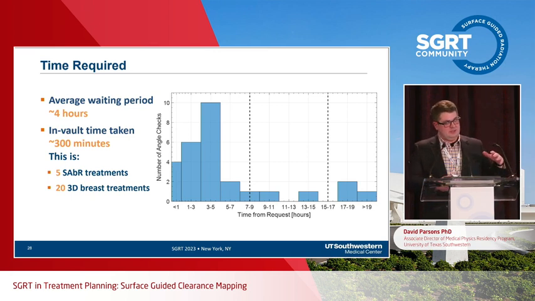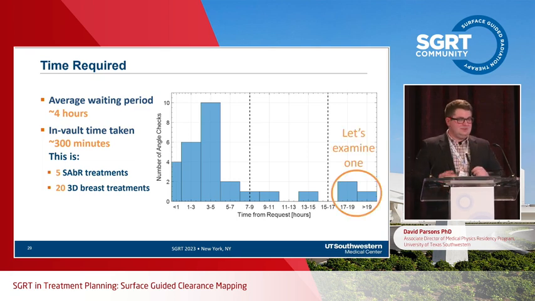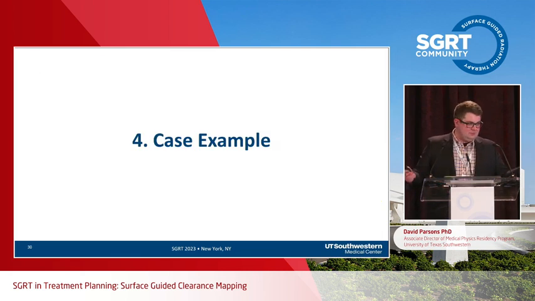So in total it was about 300 minutes to do all these dry runs. It doesn't sound like a lot when you're saying 300 minutes for 30, but if you actually break down the time, that's 5 SABR treatments in our center or 20 conventional breast treatments. So you're taking cancer treatment time away to do these dry runs when you could be doing it virtually. But let's look at one of these extreme examples on how this really drives home the point that you're really saving time. So our case example.